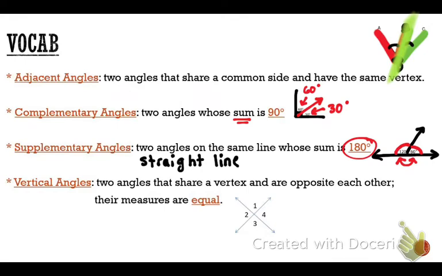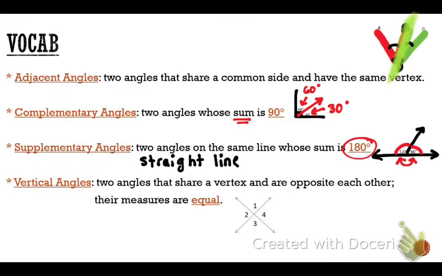Finally, I want to talk to you about one last thing. Repeat after me. Vertical angles. Vertical angles, anytime that I think of them, I think that it looks like it forms an X, okay? Do you guys see how this right here looks like it forms an X? No. Okay, vertical angles will always form an X. But read to me the definition of a vertical angle. Two angles that share a vertex and are opposite each other, their measures are equal.